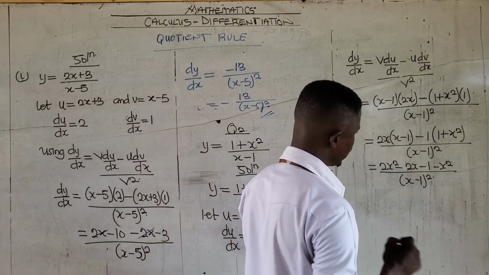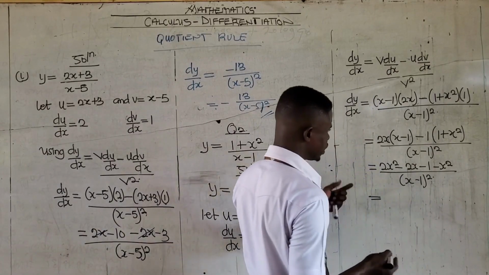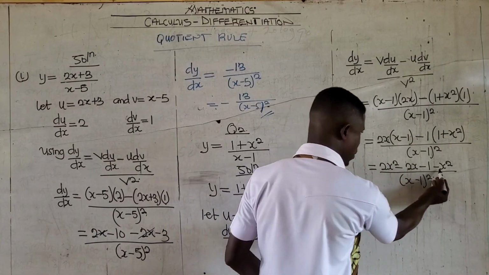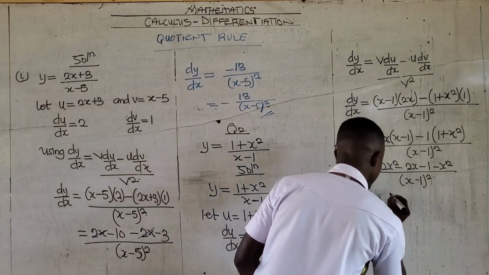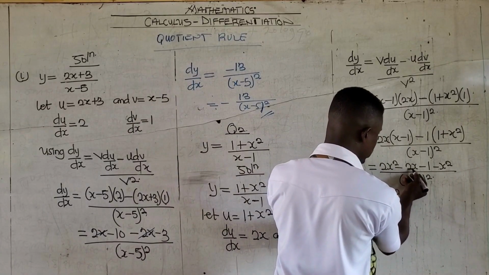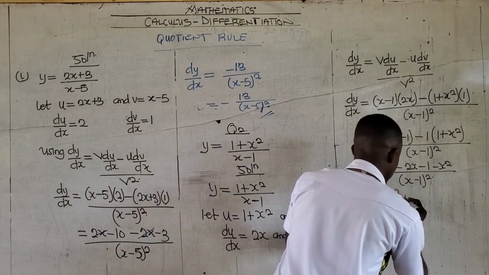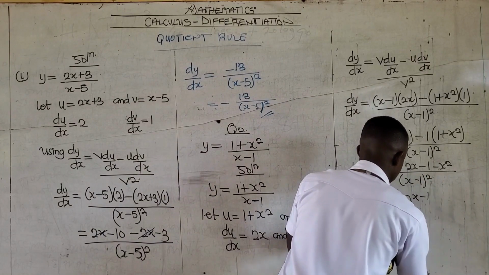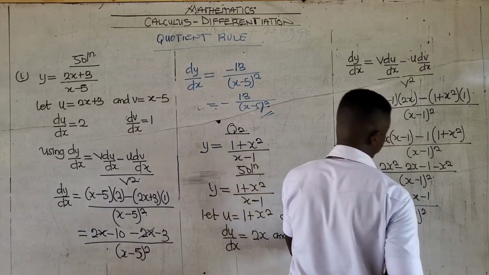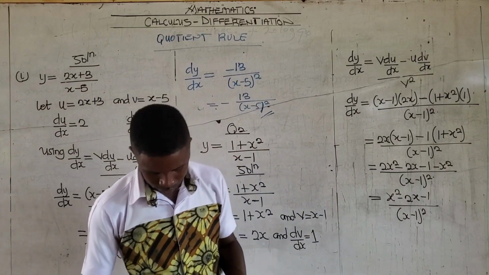Good. Then the next one is the simplification. You can know that 2x squared minus x squared will give me x squared. So here I'll have my x squared. Then we have only x terms here, which is negative 2x, so minus 2x minus 1, all divided by x minus 1 all squared.